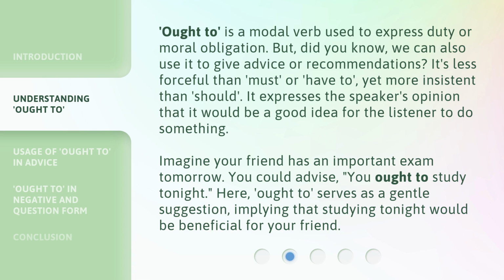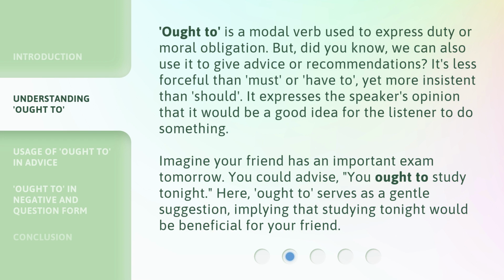Ought to is a modal verb used to express duty or moral obligation. But, did you know, we can also use it to give advice or recommendations? It's less forceful than must or have to, yet more insistent than should. It expresses the speaker's opinion that it would be a good idea for the listener to do something.